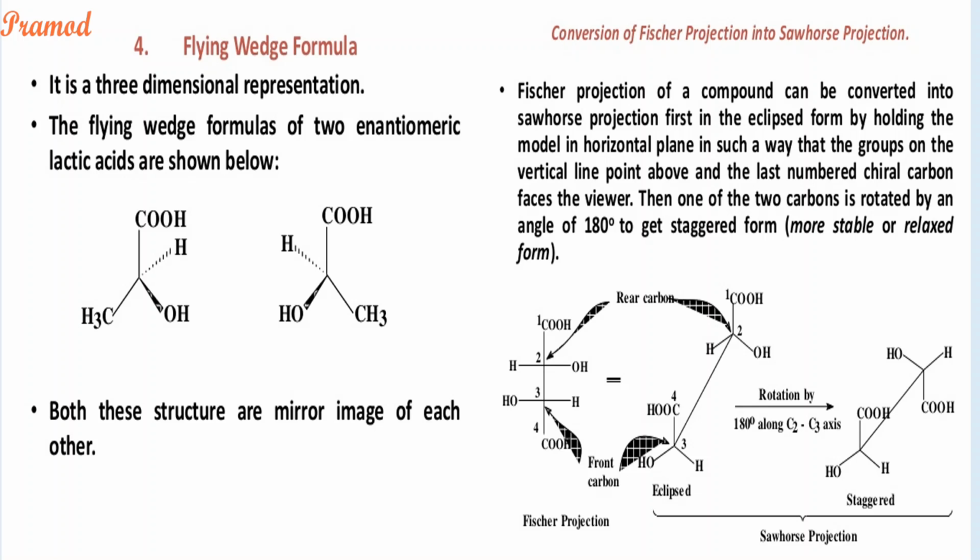Okay, so first thing you have to look at the two carbons, then see the similar groups on the top, and then locate right hand side, left hand side. So you get your eclipsed configuration. Then after getting the eclipsed configuration, you have to rotate it by 180 degrees. So you get your Sawhorse projection formula, which is the most stable. So this is how you convert a Fisher's projection formula into a Sawhorse projection.